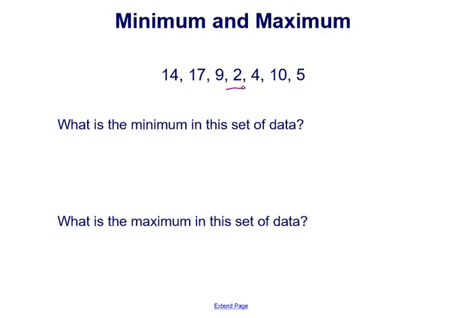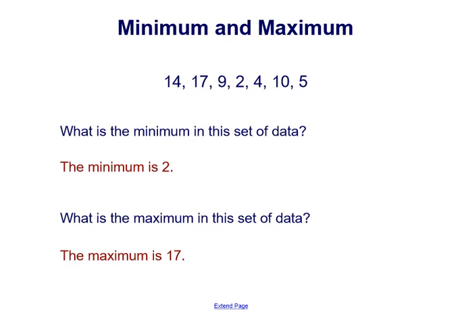Then it's asking for the maximum in the set of data. Think, the maximum is the largest value in the set of data. You're looking for your highest number. So in this list that would be 17. So we have the minimum is 2 because that was the least or lowest number out of all the numbers. And the maximum is 17. It was the highest or the largest value compared to all the other numbers.